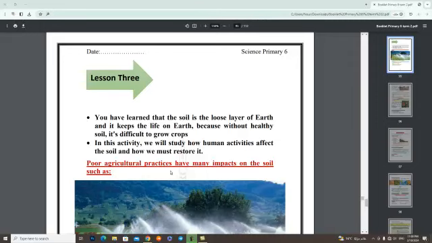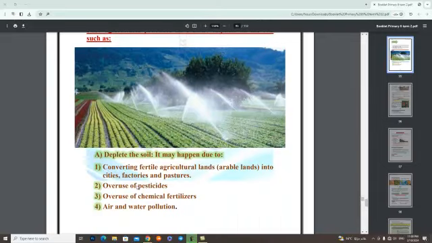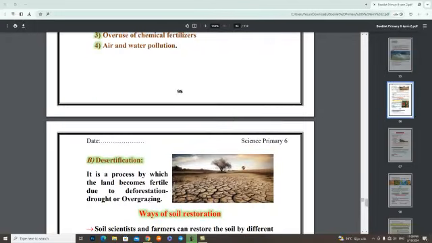Poor agriculture practices have many impacts on the soil, such as: Number 1, depleting the soil. It may happen due to converting fertile agriculture lands into cities, factories, and pastures. Number 2, overuse of pesticides. Number 3, overuse of chemical fertilizers. Number 4, air and water pollution. Number 5, desertification. It's a process by which the land becomes infertile due to deforestation, drought, or overgrazing.